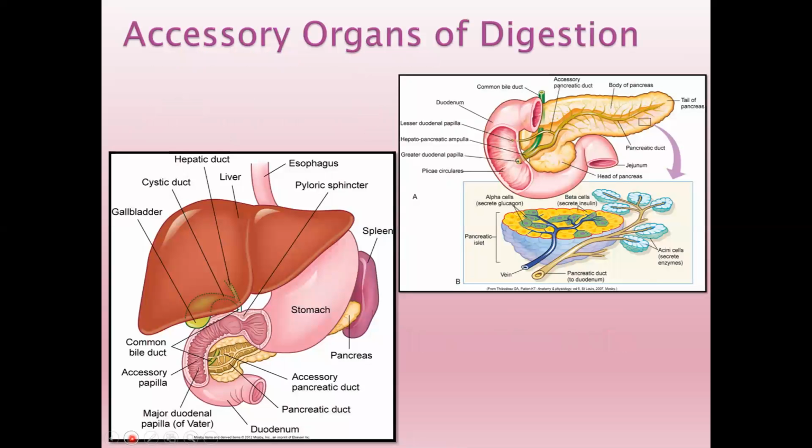Okay, let's talk about some accessory organs. We're going to talk about the liver, the gallbladder, and the exocrine pancreas. All secrete substances necessary for digestion of chyme. And these secretions are delivered to the duodenum through the sphincter of Oddi. So here's our liver, here's our pancreas, and that's our gallbladder.